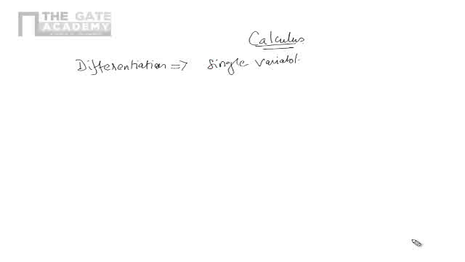We start with calculus. So far we have seen differentiation in detail, correct? We have seen differentiation of single variable functions. That is, functions of type y is equal to f of x. There is one dependent and one independent variable. We have seen functions of this type.